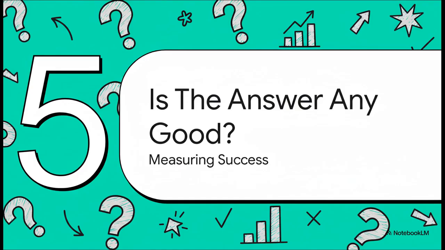So, let's say we've done all that. We built our RAG system, it's up and running, and it's spitting out answers. We're done, right? Not so fast. This brings us to maybe the most critical part of the whole process. How do we know if the answers are any good? How can we actually measure success?